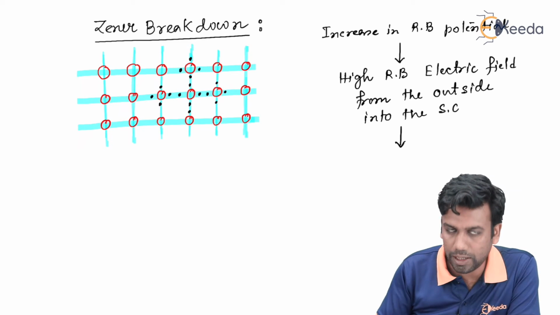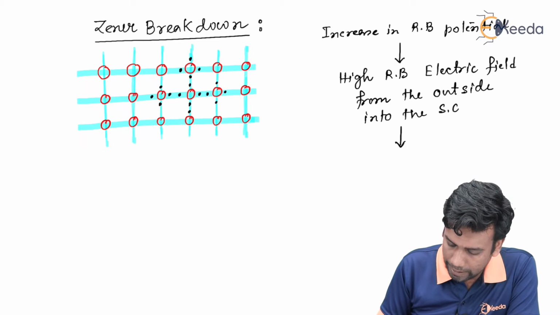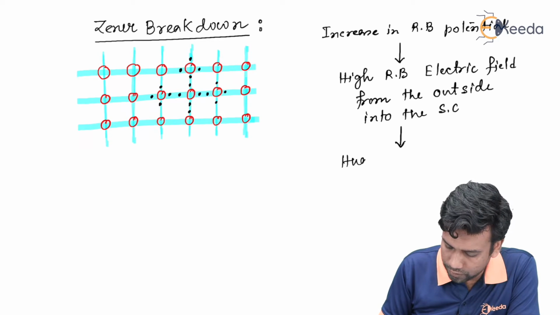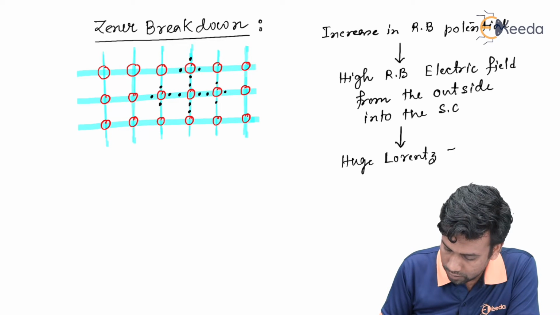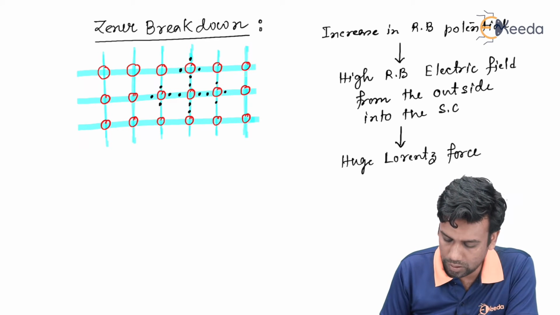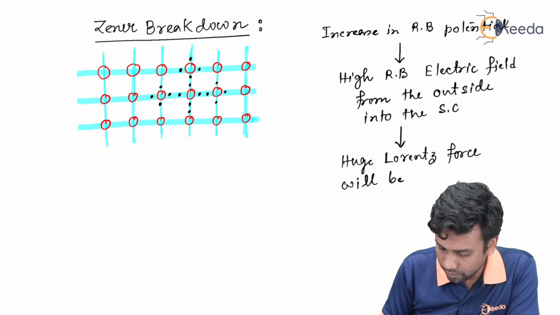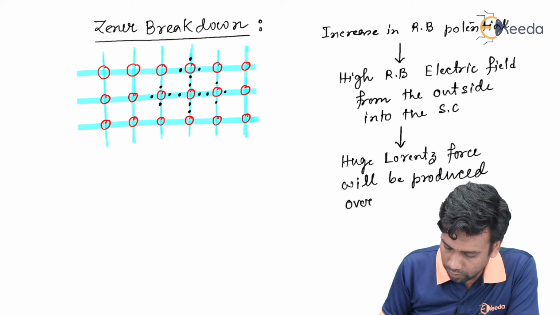Due to this high external electric field, there will be a huge force, a huge Lorentz force, we can say. We have already discussed this Lorentz force. So, this huge Lorentz force will be produced over the covalent bond.